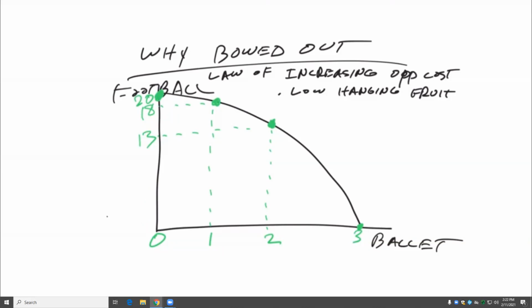So the opportunity cost for the first ballet was 2, for the second ballet was 5, and for the third ballet is 13. So we've got 1, 2, 3 opportunity costs going from 2 to 5 to 13. Law of increasing opportunity costs, that is what we mean: the more we produce of something, the more we have to give up of something else because of that low-hanging fruit. We're going to pick the low-hanging fruit first. And the high-hanging fruit is more costly to get. It just takes more effort.